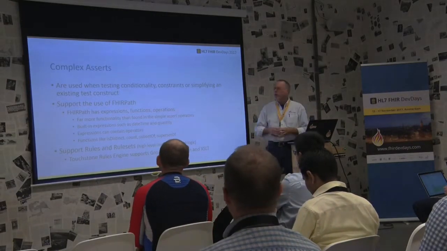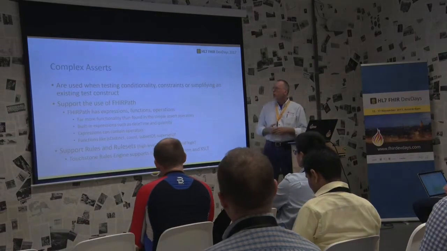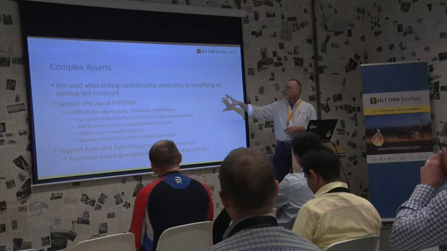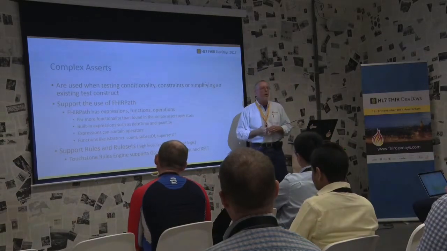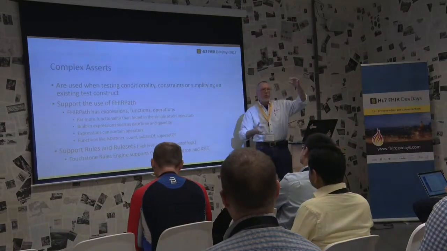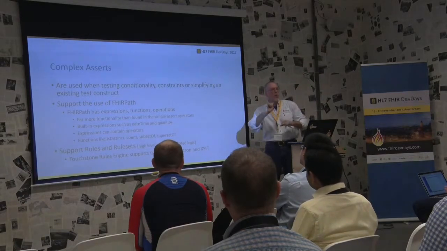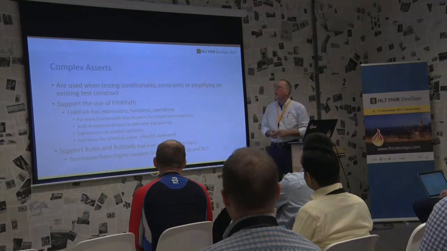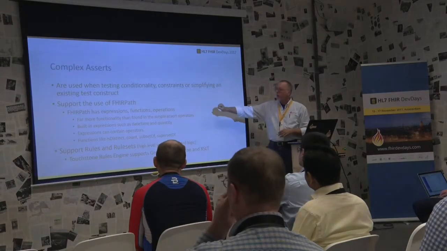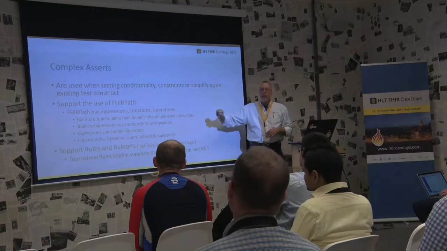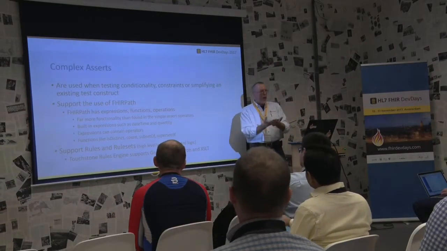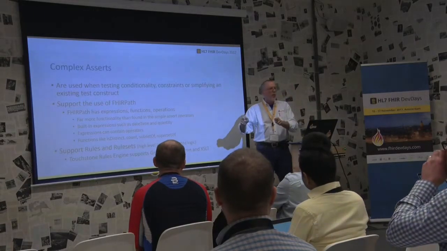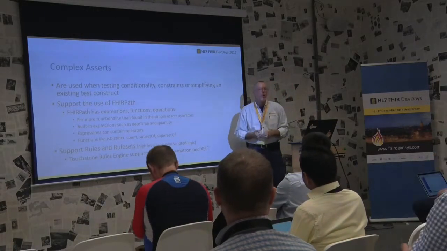Complex asserts, as I said, we're doing some conditionality checks, some constraints, and the reason we might want to do this is to simplify an existing test construct. So if I have multiple asserts trying to do things, I might want to collapse that using a rule so that I have one assert where I can combine things and so forth. The nice thing about FHIRPath is that by itself, with a path expression like XPath or JSONPath, you're usually going to path in to find a value, right? Because that's what the pathing language is good for.